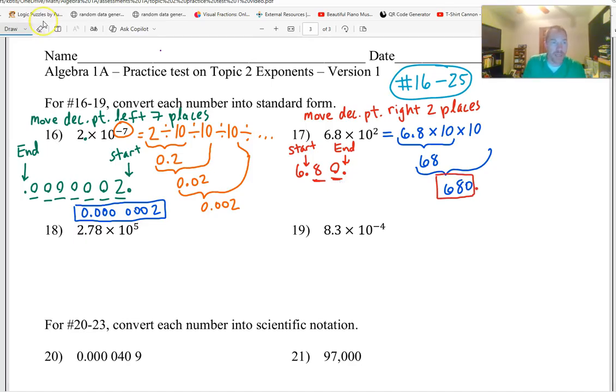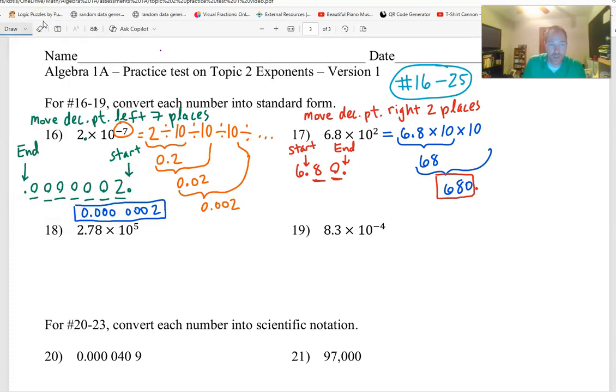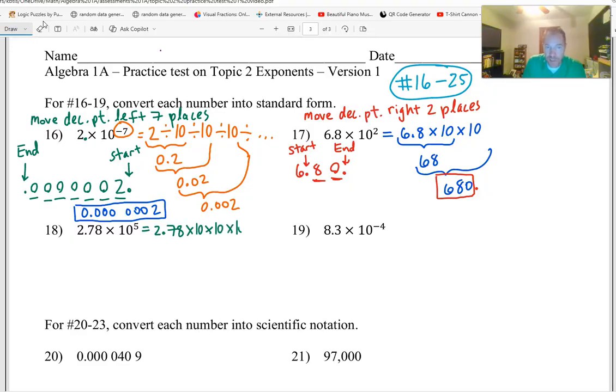Okay. Number 18 is a positive exponent like number 17 was. If you want to think about it, 2.78 times 10 once, times 10 twice, times 10 3 times, 4 times, and this one I can squeeze in. Again, every time I multiply by 10, the decimal point moves to the right. The results get bigger. As a quick example, multiply by 10 once, that becomes 27.8. 2.78 times 10 is 27.8. Multiply by another 10, now you've got 278. The decimal point is technically all the way on the right.